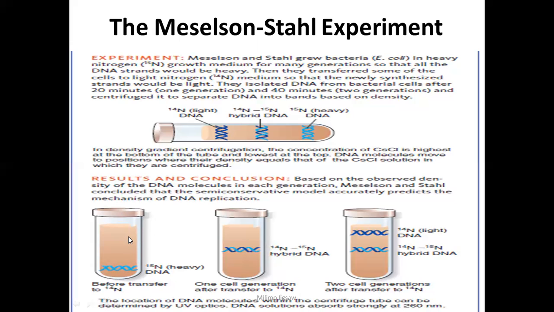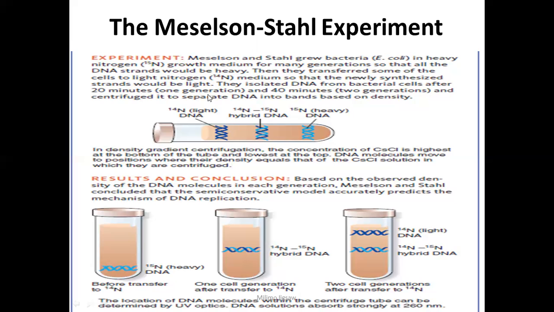During centrifugation, the DNA molecules migrate to the region of the gradient that is identical to their own density. This is a summary of the experiment that they did. They grew E. coli in heavy nitrogen for many generations, so that the DNA strands would be heavy.